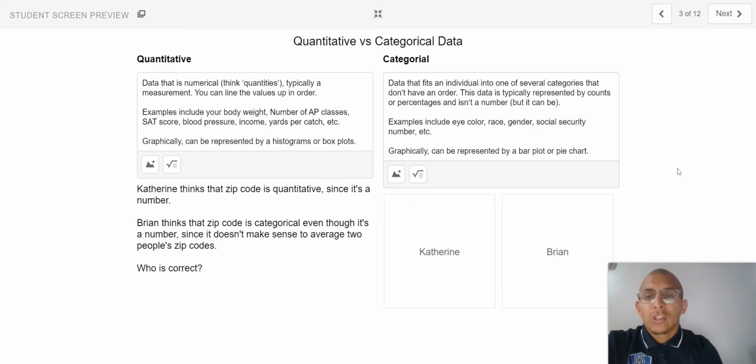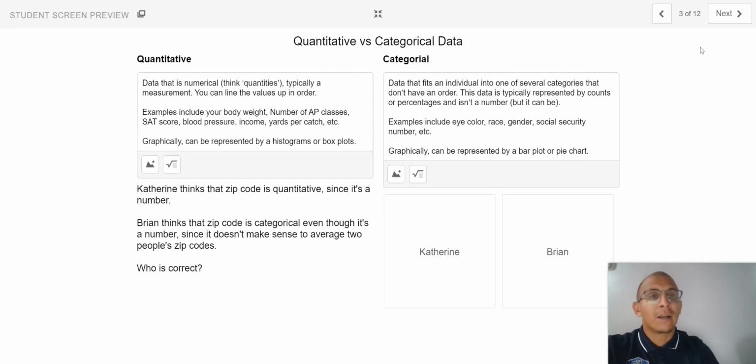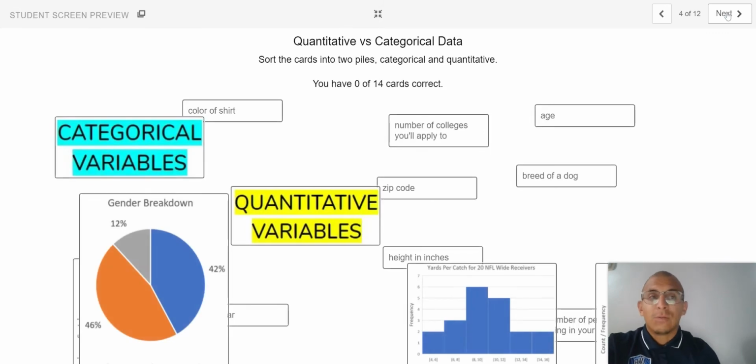All right, so below we have Catherine, who thinks that a zip code is a quantitative piece of data, but Brian thinks that the zip code is actually categorical, even though it's a number, since it doesn't make sense to average two people's zip codes. Who's correct, Catherine or Brian? When you make your selection, provide some evidence to support your claim and share that with your classmates so we can create some dialogue and see what everyone else is thinking.